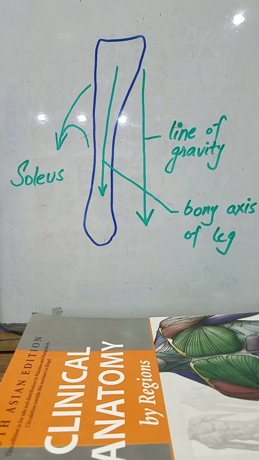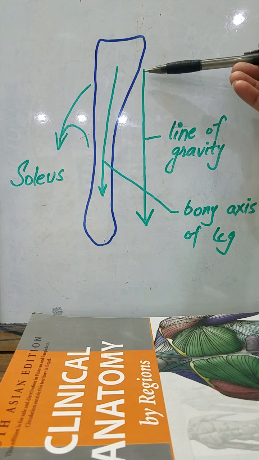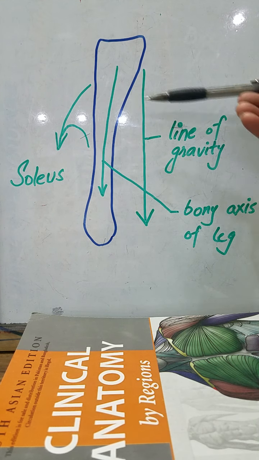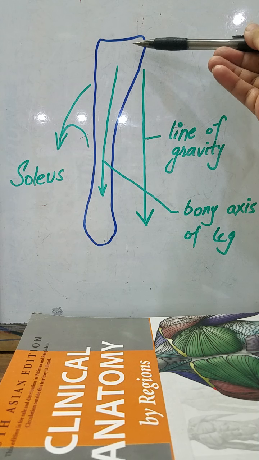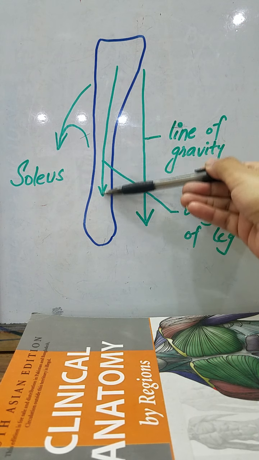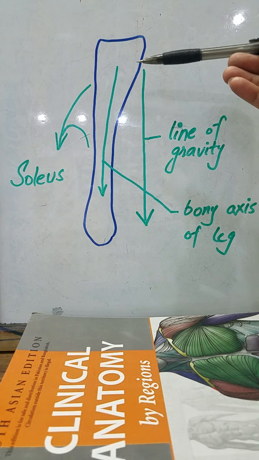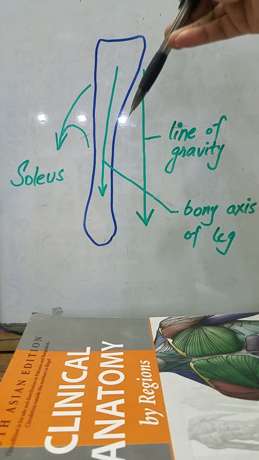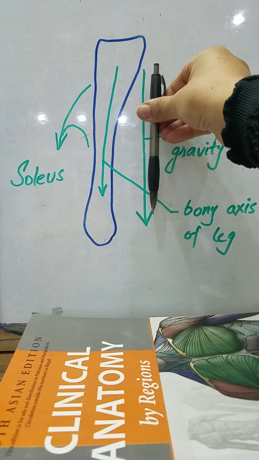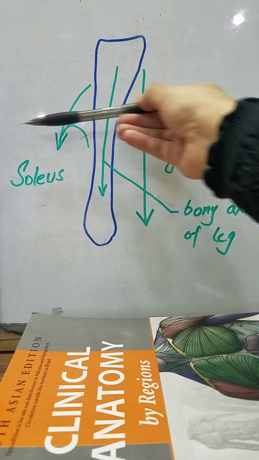Okay, so another important thing to remember when we're talking about the action of the soleus is that when you're standing up, the line of gravity lies anterior to the bony axis of the leg. So this is, I've tried to make a tibia here. So this blue one is the tibia, and this arrow indicates the bony axis of the leg, but the line of gravity actually lies anterior. So you're looking at the tibia from the side, right? So this is anterior and this is posterior.